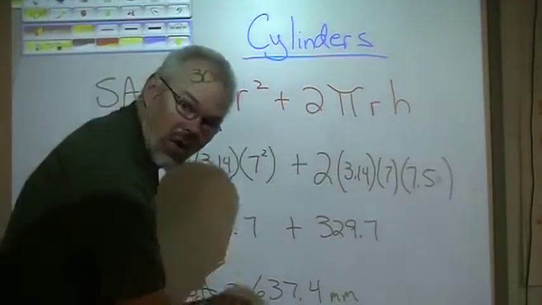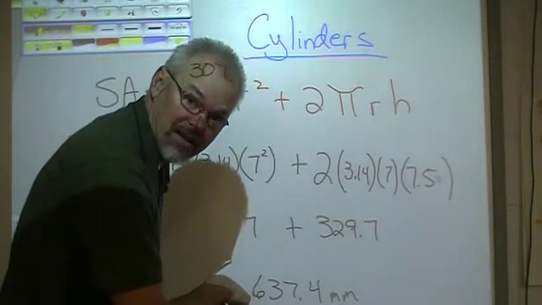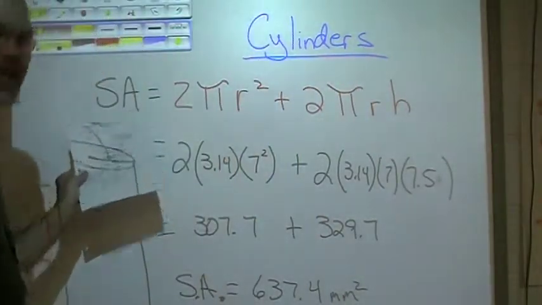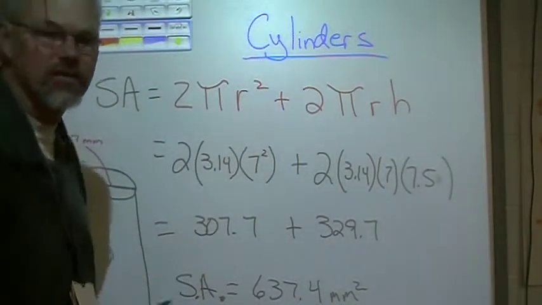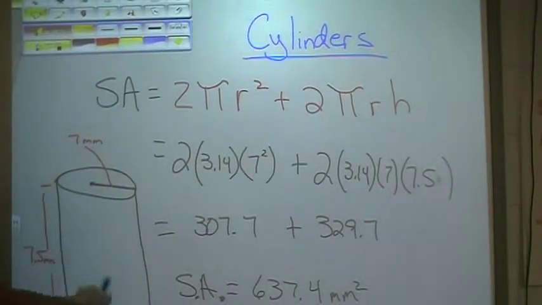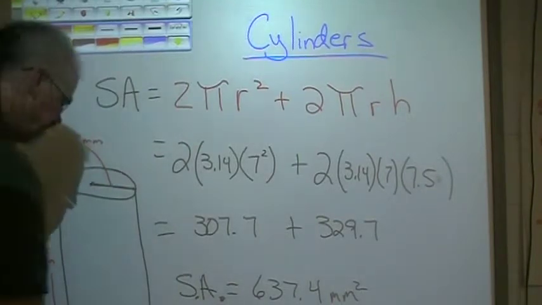Put your units on there. I'm going to be a stickler about this. Squared. Why squared? Because we're talking about area. Anytime you deal with area, it's squared. So the surface area of this cylinder is 637.4 millimeters squared.